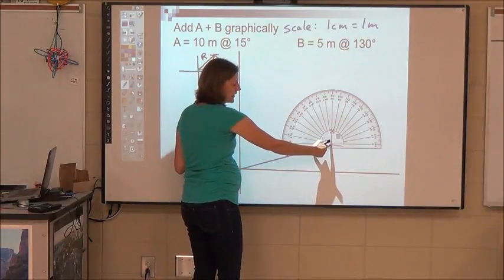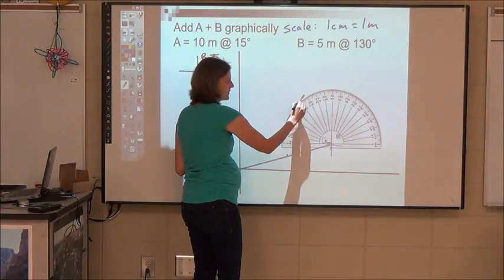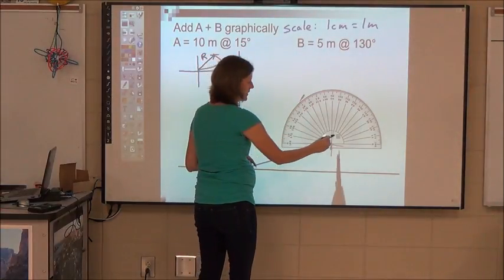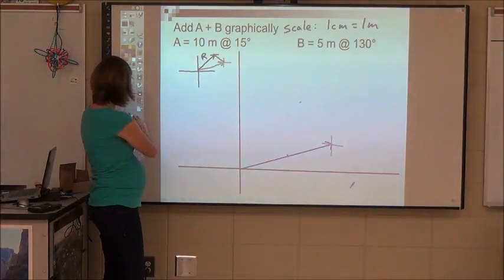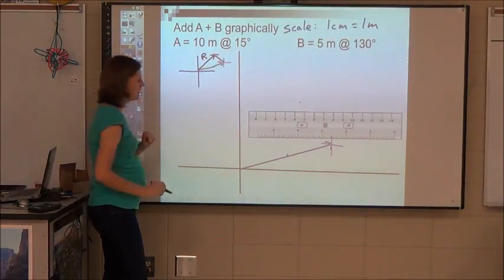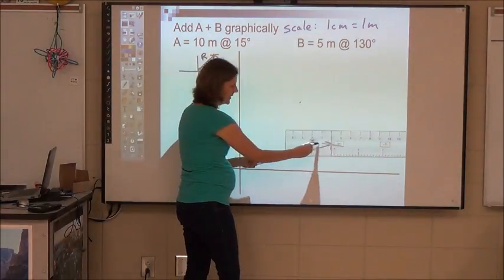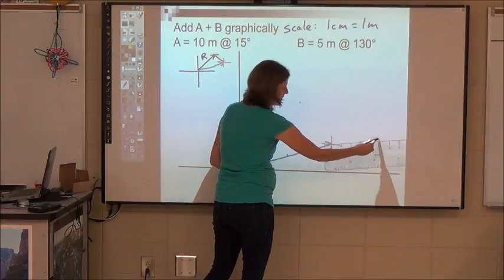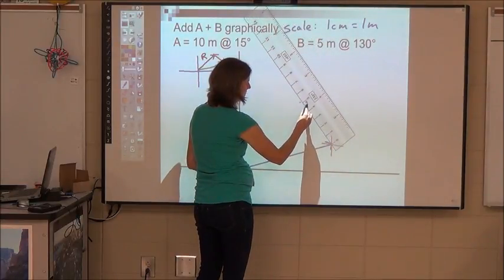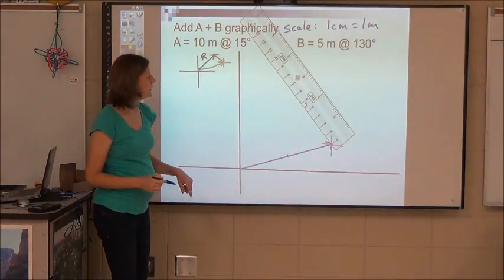So your pinhole's right here on the head of your last vector. Just put a little mark at 130 degrees. Get your protractor out of there. Set your ruler back up. Now put your ruler again on the little pink mini coordinate system. Get your 0 right there. Rotate it around and line it up with your dot.